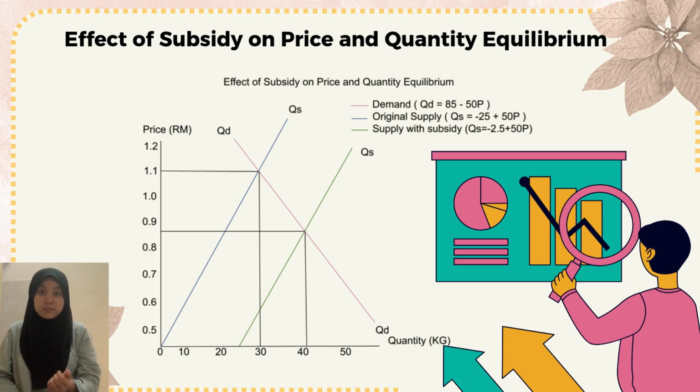With the subsidy, producers are willing to supply more at every price, shifting their supply curve. Now, the new equilibrium price dropped to 18 cents and quantity increased to 40 kg. Subsidies are often used to lower prices for consumers and encourage more production. As we can see here, the consumers benefit from a lower price and producers sell more.